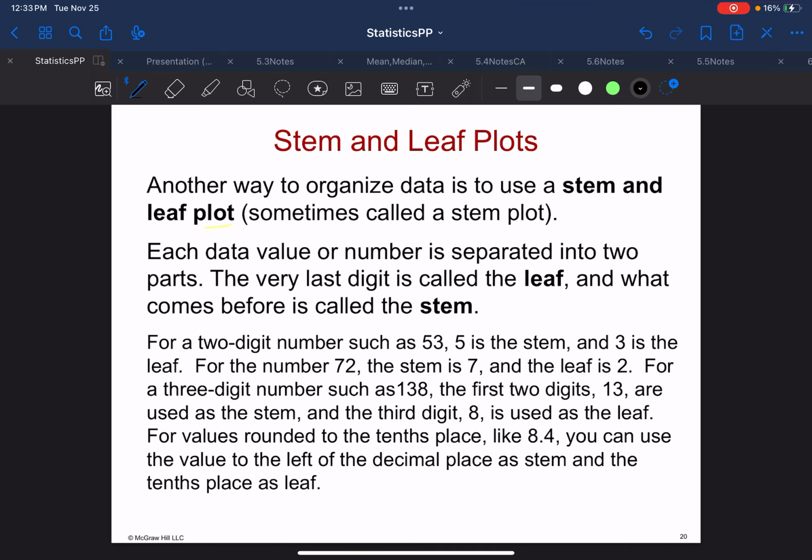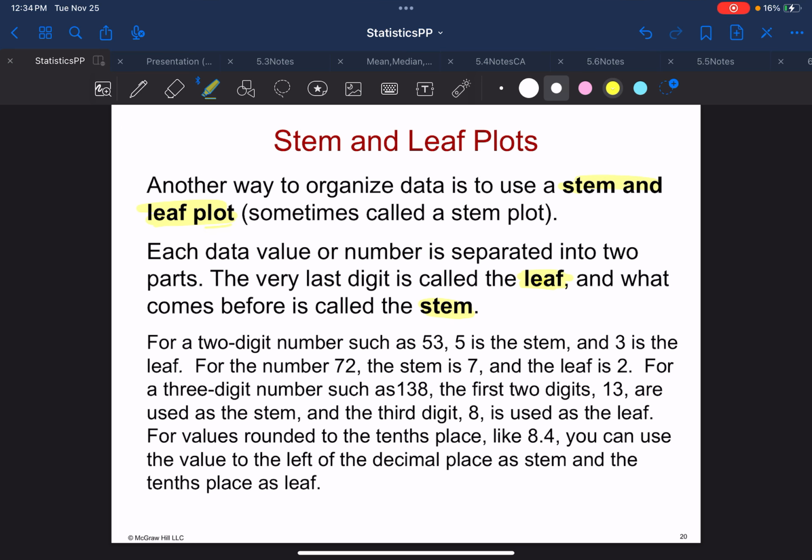Okay, so I'm just picking up off where I left off from the last video. So now I'm going to be talking about how to do a stem and leaf plot. This is another way that we can organize data. And in a stem and leaf plot, each data value or number is separated into two parts. So the very last digit is called the leaf, and the part that comes before is called the stem.